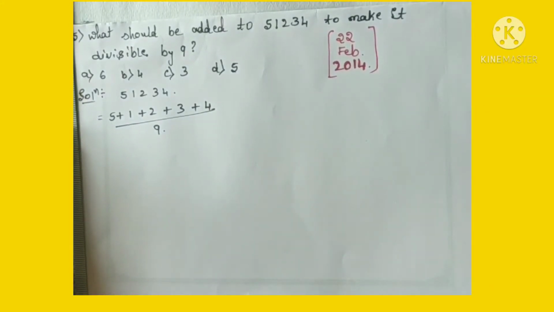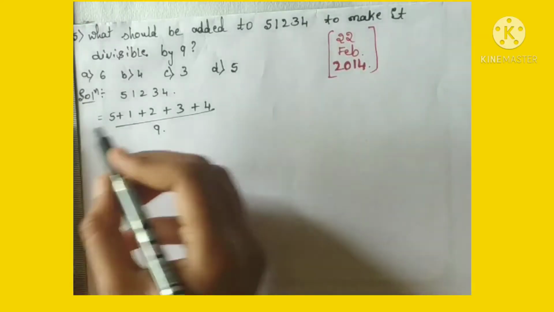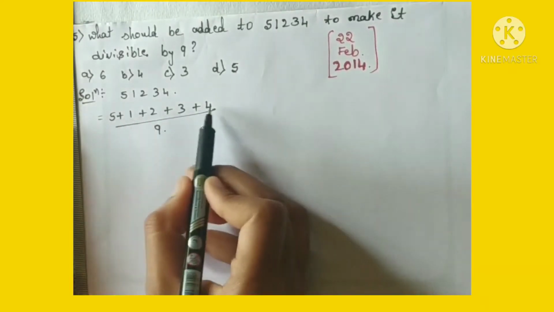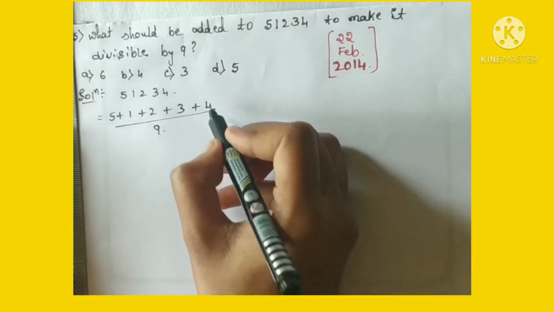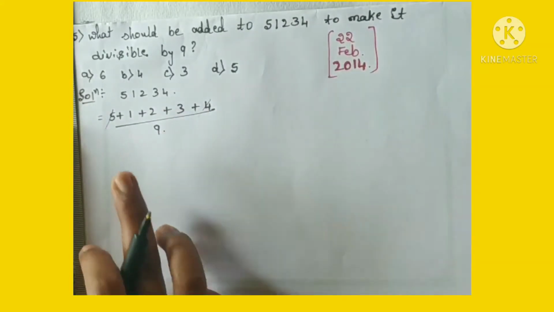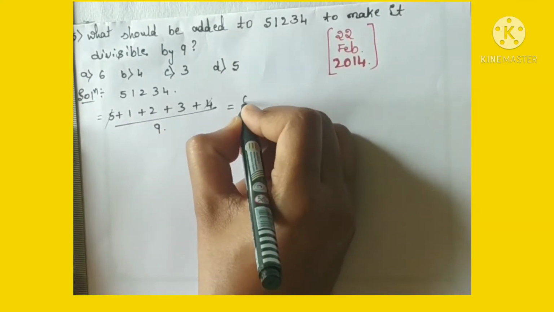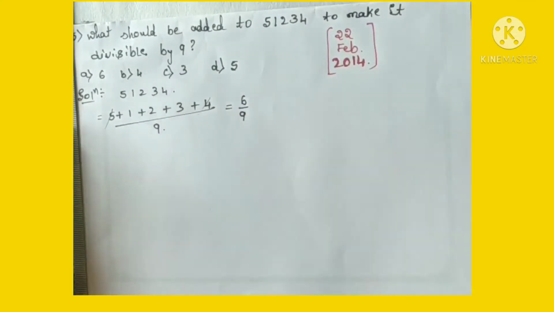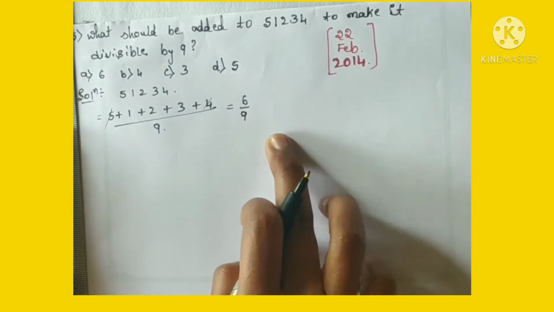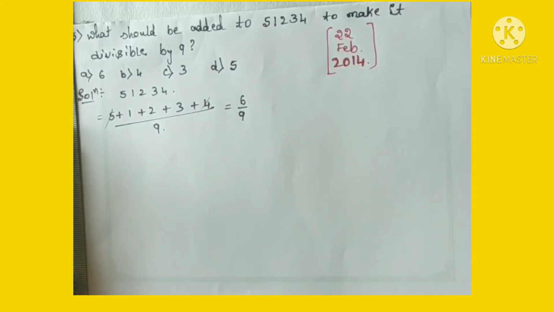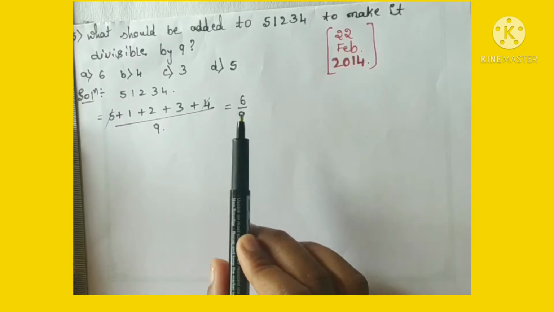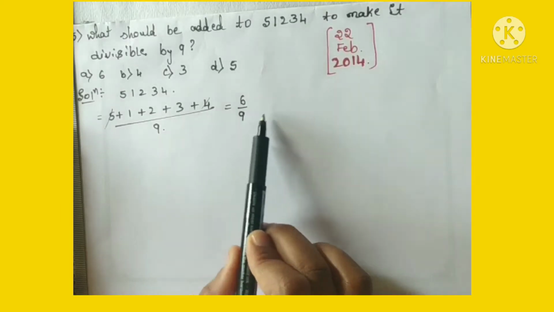Now I just cut off the numbers which are divisible by 9. I just cut off directly. That is 5 plus 4, which is equal to 9, so it is cut off. Then the remaining is 6. 6 by 9 is the remaining number. Now I just add the given option to this to satisfy the condition.